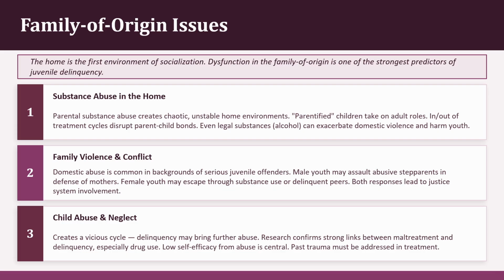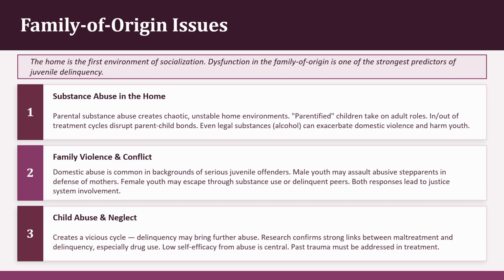The home becomes chaotic and unstable. Parental availability is compromised. Parents cycle in and out of treatment, jail, or active use in ways that disrupt attachment and consistency. In many homes affected by parental addiction, children become what researchers call parentified. They take on adult responsibilities like managing the household and caring for their younger siblings. These children may develop a strong sense of responsibility at home while simultaneously failing academically. Even the use of legal substances, like alcohol, can be damaging, particularly in homes where alcohol is associated with violence.